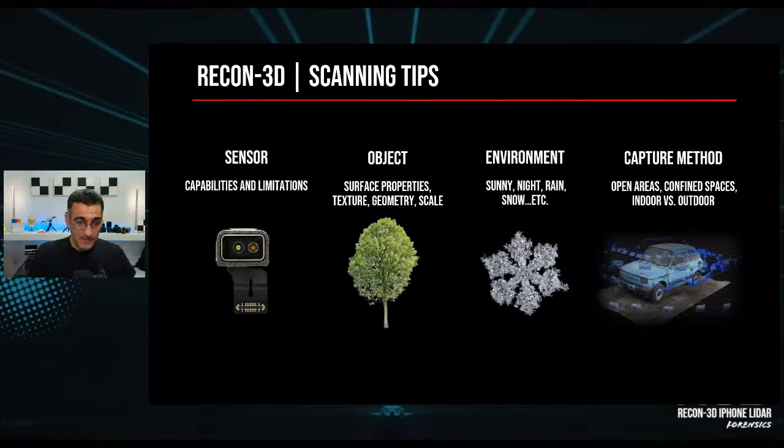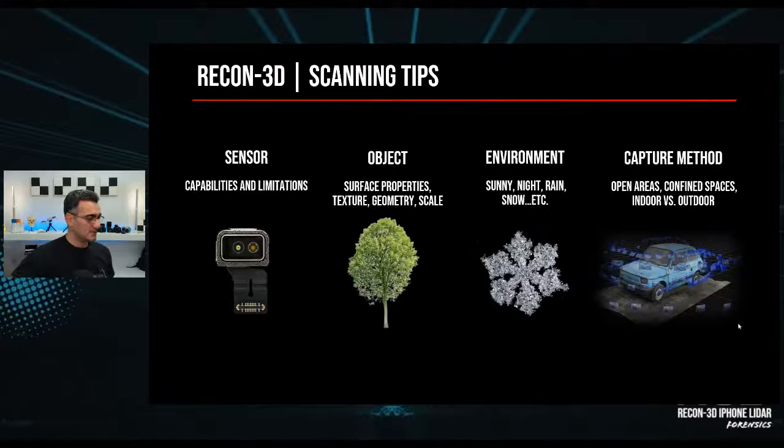The other thing is the environment. Are we in a very brightly lit area? Is it going to be pitch black, like a house that's burned down and everything is charcoal and black? Also rain and snow. Those are important factors too. And then there's the actual capture method, how you go about scanning that particular object. What is the motion? What is the path that you're taking? So sensor, object, environment, and capture method. Those things are very, very important.